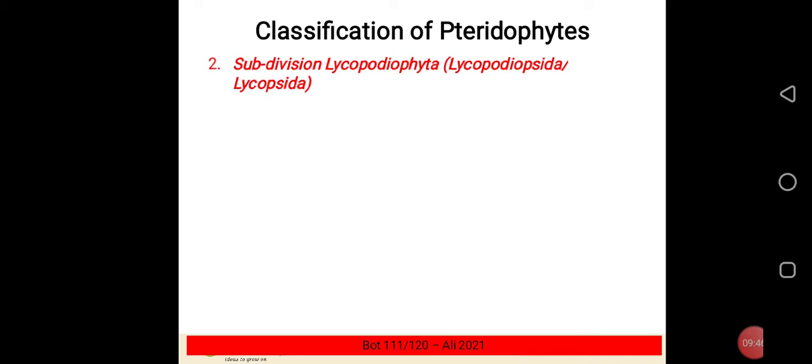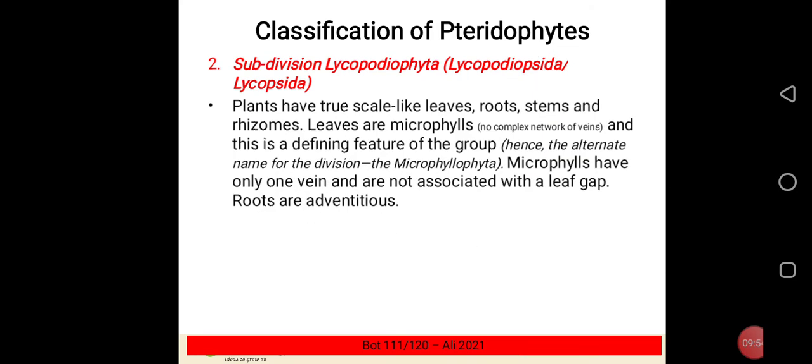Now we go to the second subdivision, the Lycopodiophyta, which is also known as Lycopodiopsida or the Lycopsida. Plants belonging to this division belong to the family Lycopodiaceae. These plants have scale-like leaves, meaning they have leaves, roots, stems, and rhizomes. That's the difference between Psilophyta and Lycopodiophyta: plants in Lycopodiophyta have scale-like leaves, roots, stems, and rhizomes, but in Psilophyta they lack true leaves, roots, and so on.